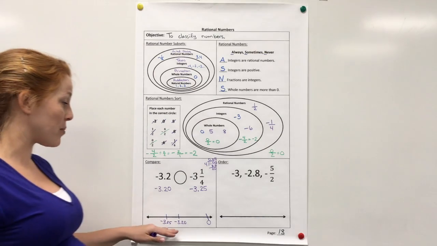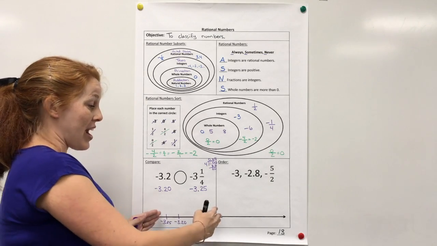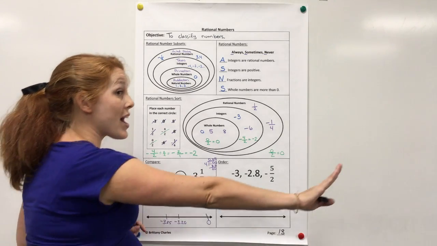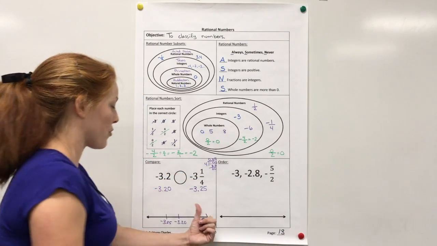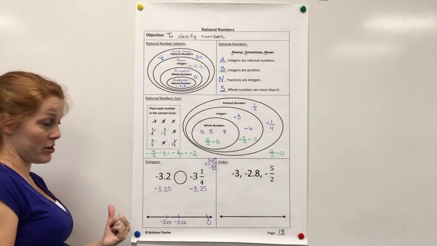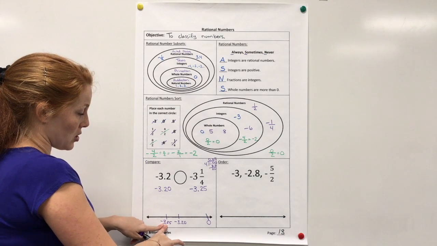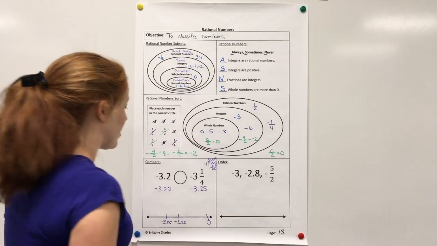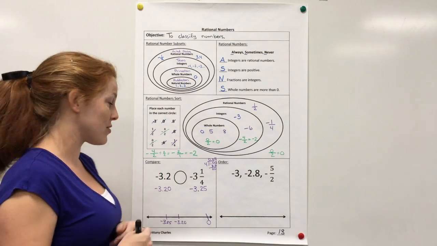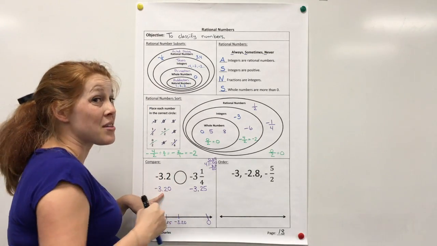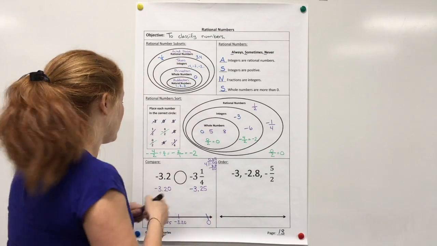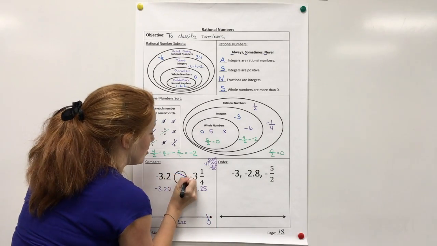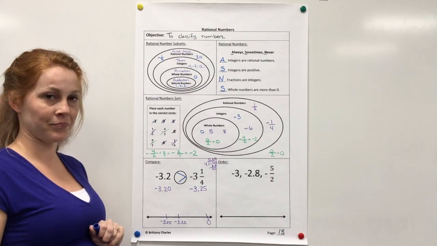Okay, well, remember, when you're looking at a number line, the further a number is to the right, the larger it is. The further a number to the left, the smaller it is. So that makes this number smaller and this number larger. Well, that means, again, we have to think backwards with negatives. The smaller a number looks, the bigger the value. So this one is larger, so greater than.